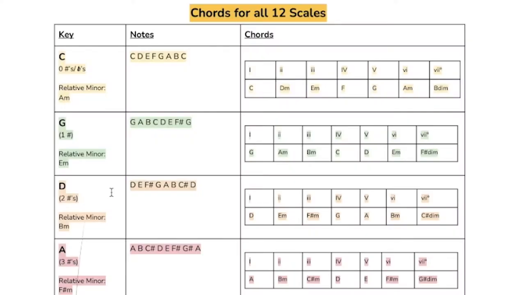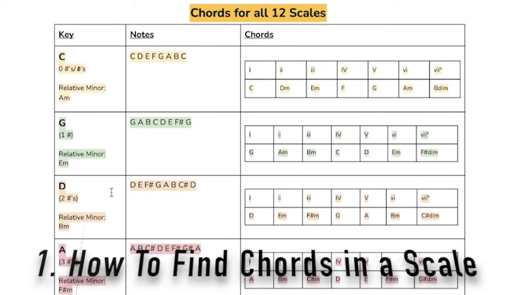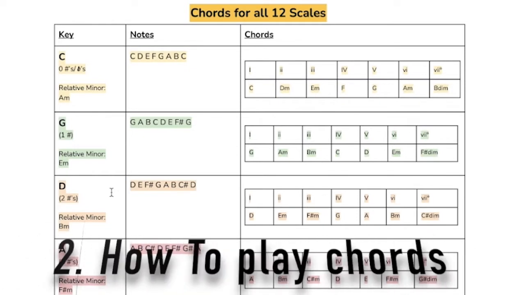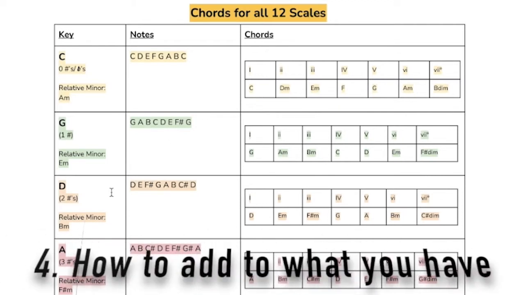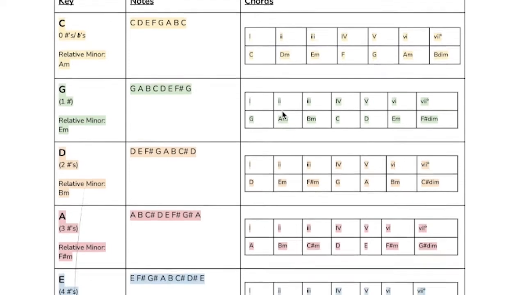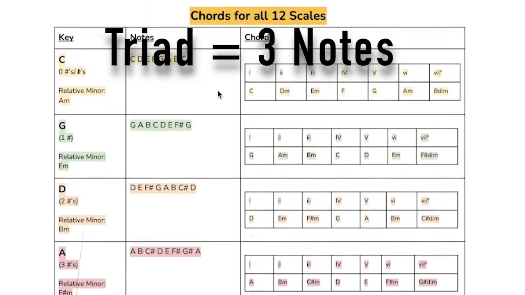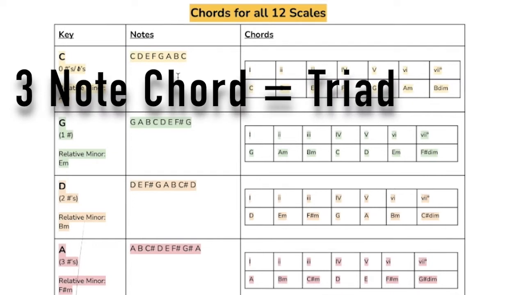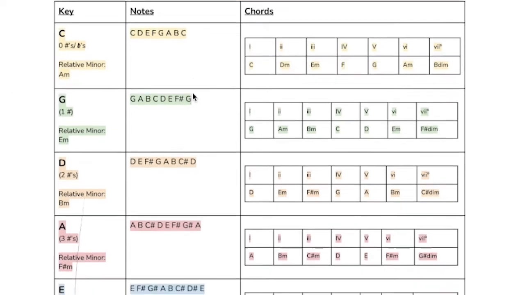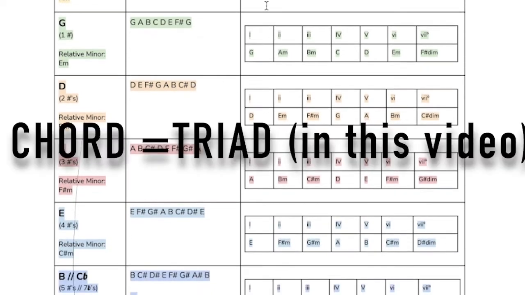Okay, let's get started. All right, here's the PDF. So this is how to find the chords in a scale. Then we're going to do how to play the chords, how to find the key, and then how to add to what you have. So let's get started with what is a triad. A triad literally means 3. So there's going to be 3 notes per chord here. There are different kinds of chords, but we're just going to deal with triads. So when I say chord, it's going to be a triad.